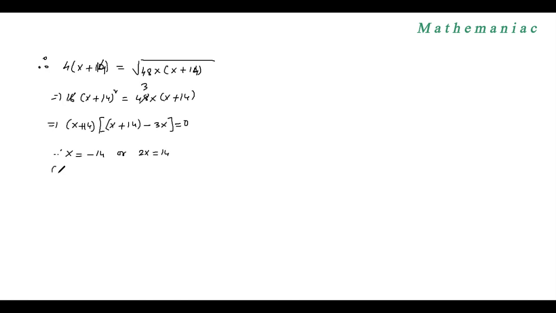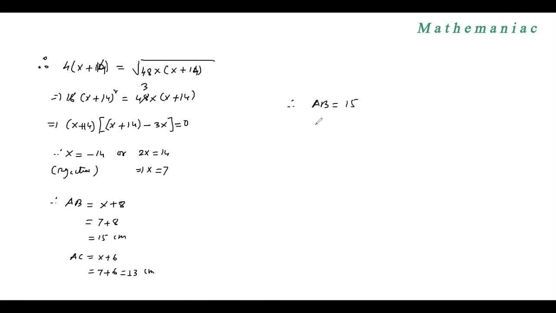So this is rejected. Measurement cannot be negative. So this is going to give me 7. So x is 7. Therefore, AB was equal to x plus 8. That gives me 7 plus 8, that is 15 centimeters. And AC was equal to x plus 6. That gives me 7 plus 6, that is equal to 13 centimeters. So you have decided the size. AB equal to 15, BC equal to 14, and AC equal to 13.